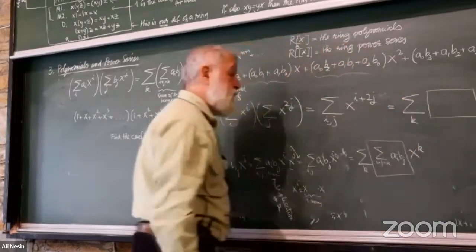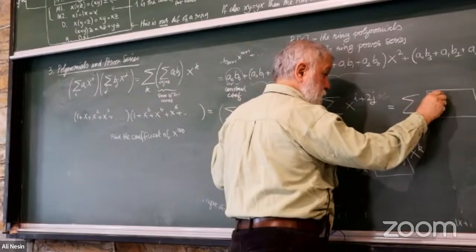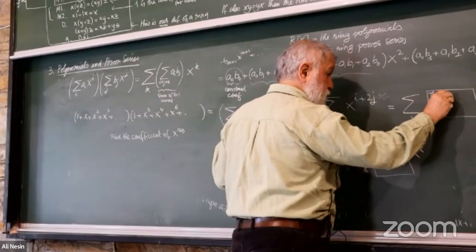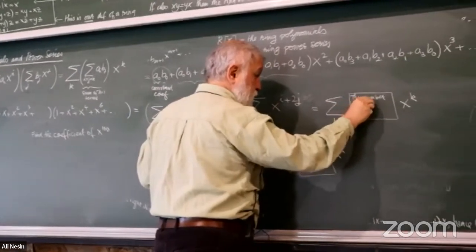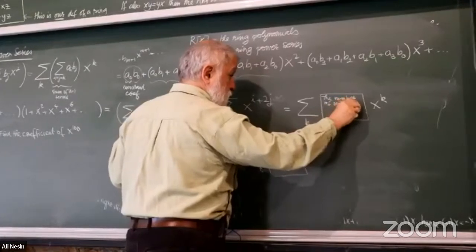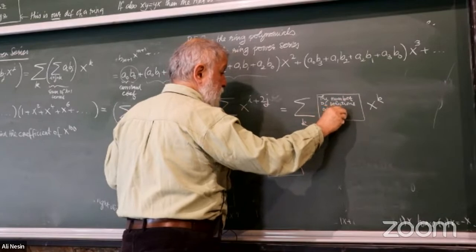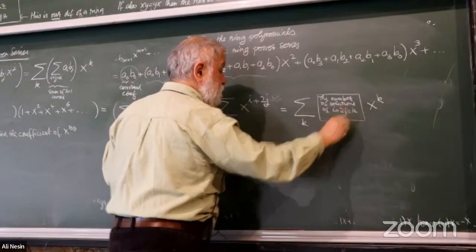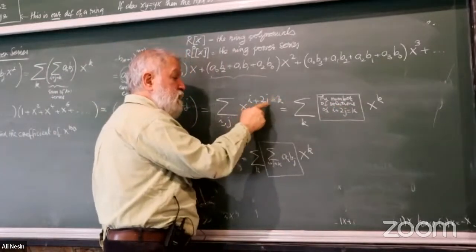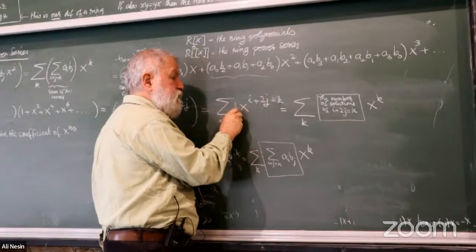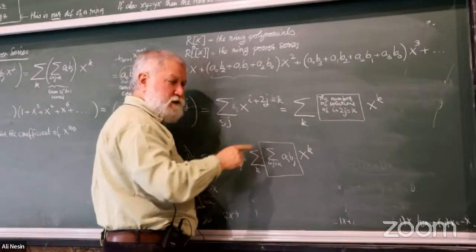What will be this coefficient? This will be the number of solutions of i plus 2j equal to k. Right? How many times is i plus 2j equal to k? Because each coefficient is 1, right? Multiplying once. Is this clear?